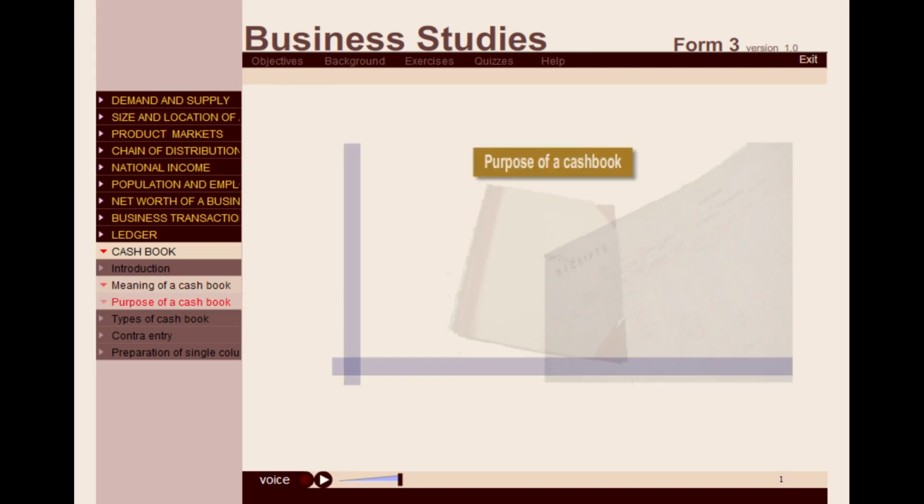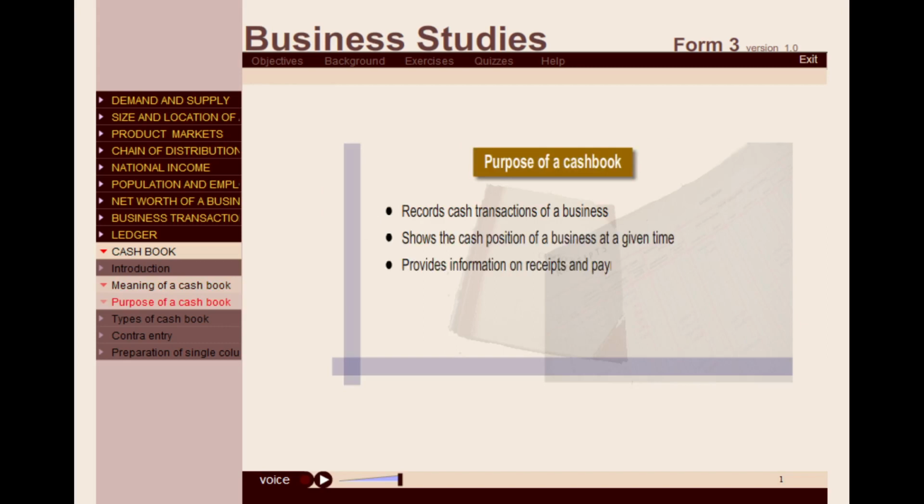Purpose of a cash book. Records cash transactions of a business, shows the cash position of a business at a given time, provides information on receipts and payments in cash and check, controls cash flow by management, and minimizes entries in the general ledger.